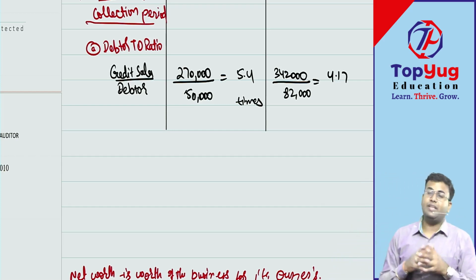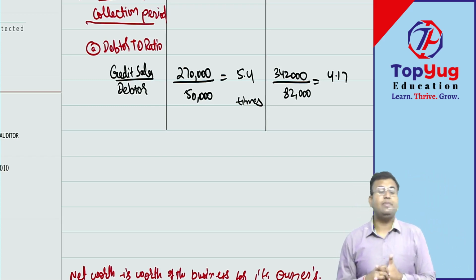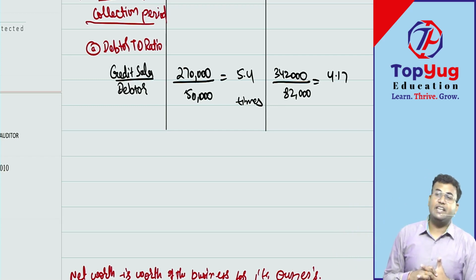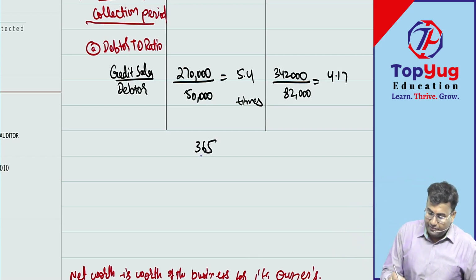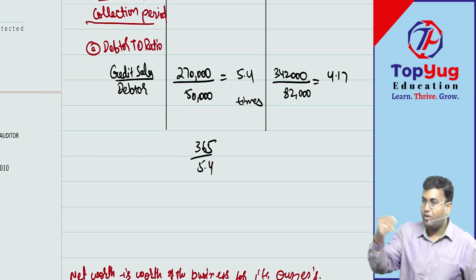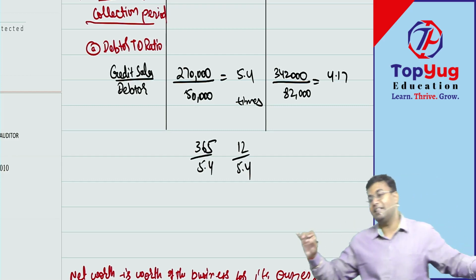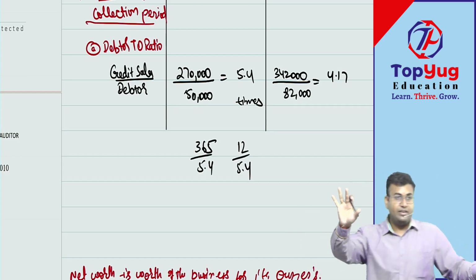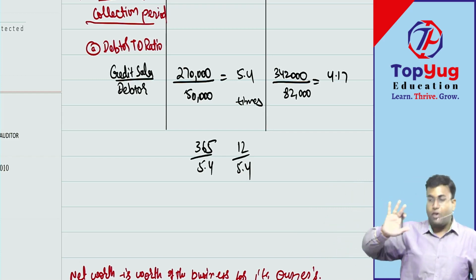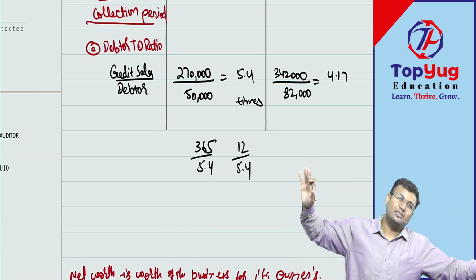In 2009, how many cycles am I completing? 5.4 cycles. So that means how many days credit I am offering? Simple, sir. 365 by 5.4 if you want in days. If you want in month, 12 by 5.4. Logically, is it set in your mind? Mathematically, they gave you a formula. That formula I will also tell you. But are we all good here?